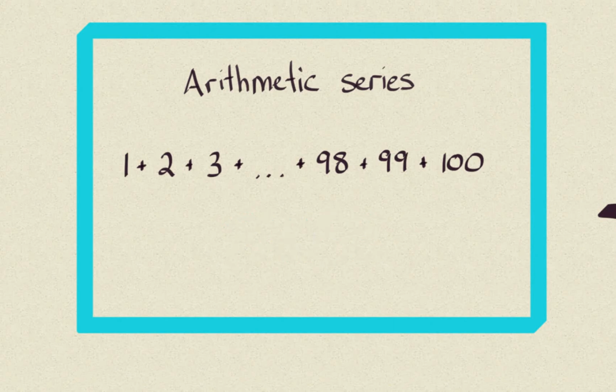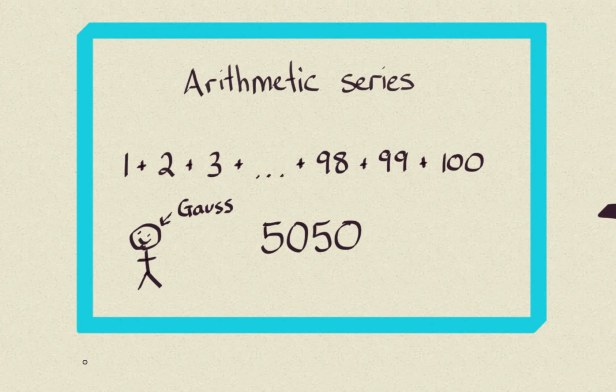How did you go? Did you get the answer? The answer is 5,050. What's cool about this problem is that it's linked to a story about the mathematician Gauss. Carl Friedrich Gauss, that is.